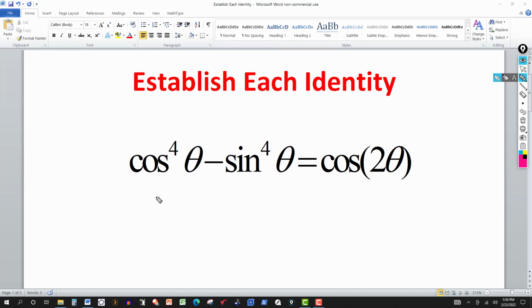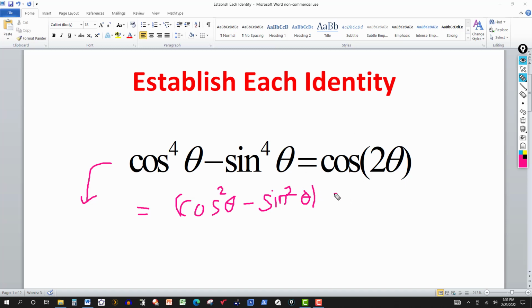I'm starting with the left side. So I would write the left side over here. I'm not going to take the time to do it here, but you always want to write it out. So cosine to the fourth theta minus sine to the fourth theta. That's the difference of squares. So we just write this: cosine squared theta minus sine squared theta. That would be one factor.